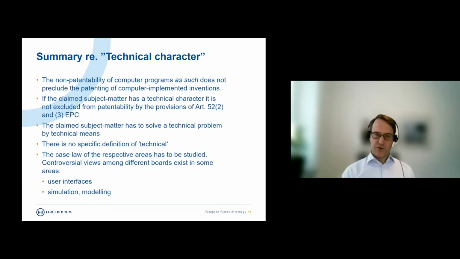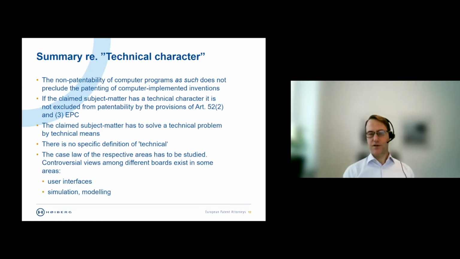Okay, so I keep getting back to this technical character, and that's for a good reason, because to some extent that's all you need to know about patenting of software. You need to really link it to some technical process in the real world, that either has some input in the form of sensors or some real technical input, or you will be able to use the method on something technical.